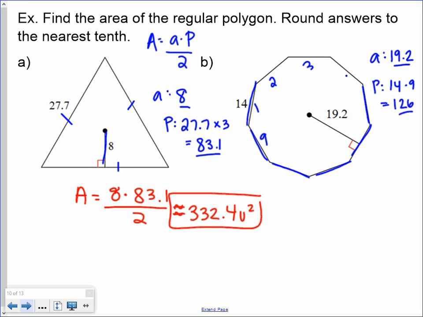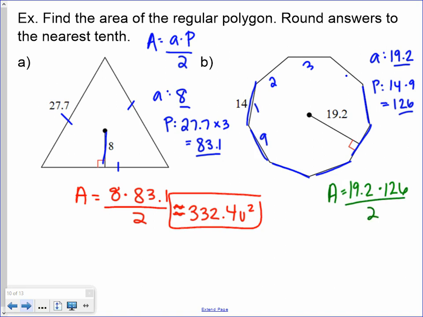And then we'll type it in, apothem times perimeter divided by 2. So it's not just apothem times the side length, right? You can't just take 19.2 times 14, which you can believe I see every single year happen. You have to find the perimeter. That'll be the same when we start getting into surface area stuff, so that'll be important.